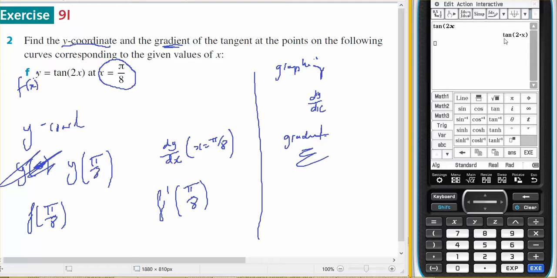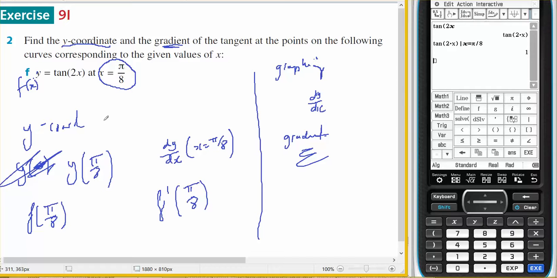So, to find the y value when x equals pi divided by 8, I'm going to go Math 3, given x equals pi divided by 8. And that will tell me the y-coordinate, and the y-coordinate is 1. So, the answer to the y-coordinate is pi on 8 and 1, or y equals 1 when x equals pi on 8.